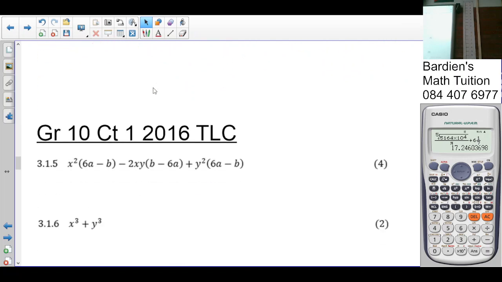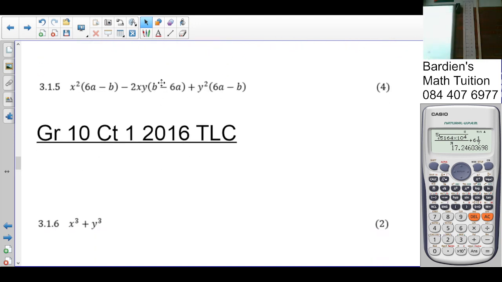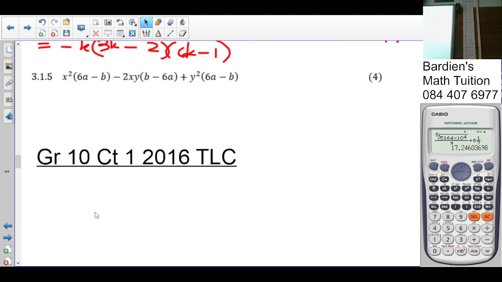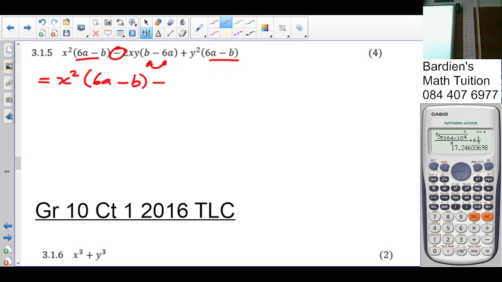Let's go to the next one. So 315. As you can see here, we need to swap this around so as to get it to be the same as this here. So of course the negative comes out. The negative will only come out if there's a negative between it. If it's positive and you swap it around, the sign doesn't change outside.